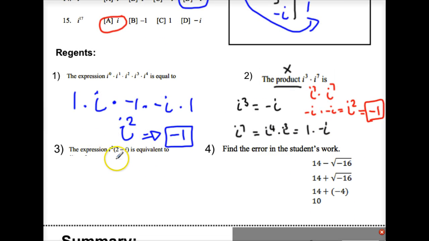The expression I square times parentheses 2 minus I is equivalent to. So this is your distributive property. Let's distribute these over first. This becomes 2I square minus I to the third. So this becomes 2 times I square, what is I square? I to the second power is negative 1, minus, what's I to the third? Negative I. Perfect.